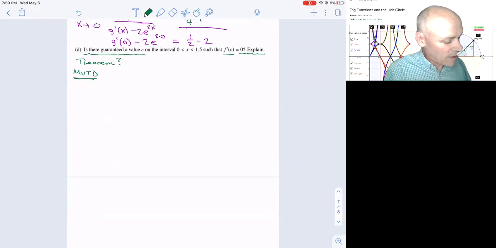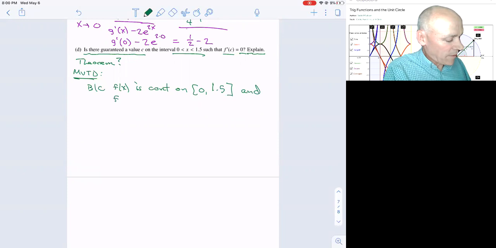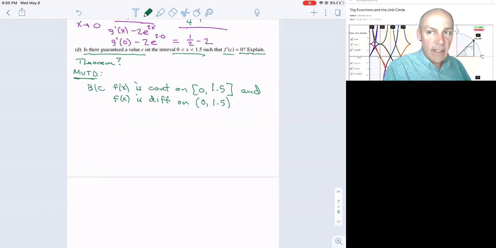So if it's MVT, that's what I'm banking on. I'm going to say because, instead of if. Because f of x is continuous on the closed interval 0 to 1.5, and f of x is differentiable on the open interval 0 to 1.5. Those are my conditions that have to be met. Are they met? I don't know. Let's go back and see.